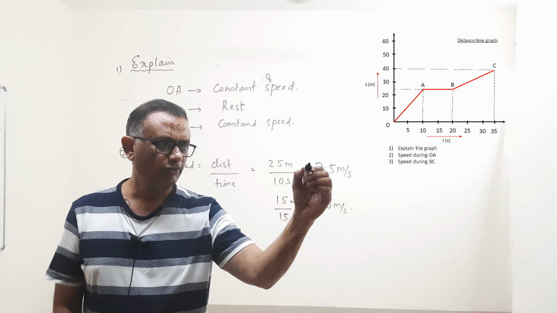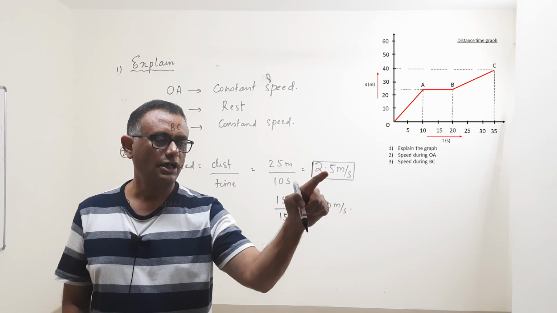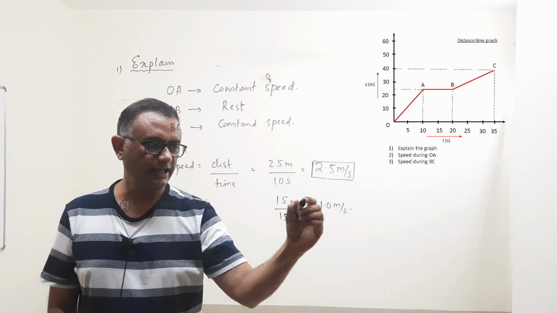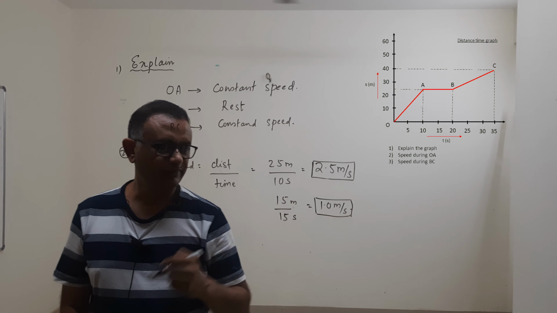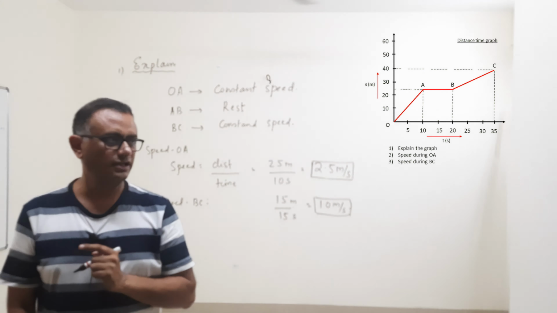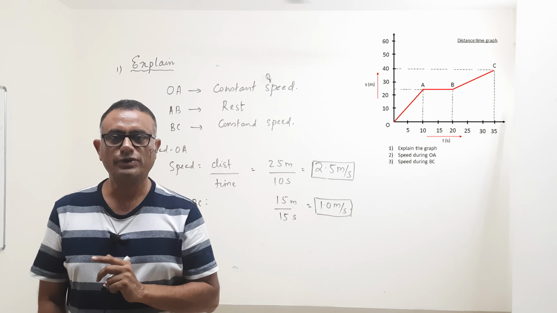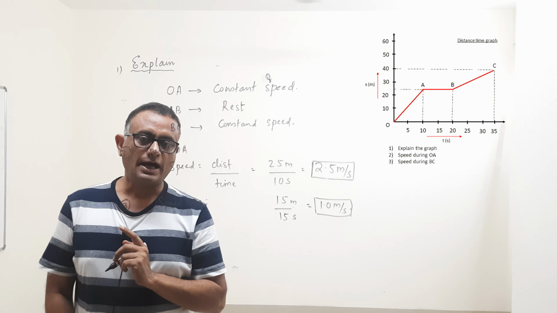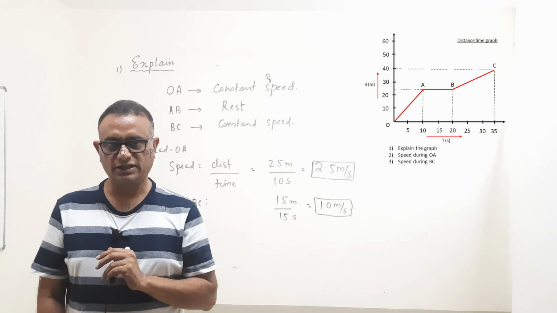And rightly from the graph you can make out, when it is having a higher speed, the line is making a higher angle, and in this section BC, when it is having a lower speed, the graph is making a smaller angle with respect to the x-axis. So this is how we correlate the speed with respect to the angle in the distance time graph. Okay, I hope you have understood this.